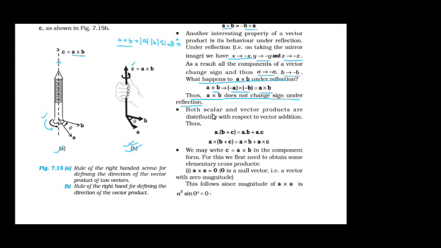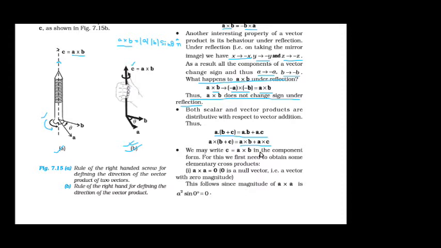Next thing is both scalar and vector product are distributive with respect to vector addition. So A dot (B plus C) is A dot B plus A dot C. A cross (B plus C) is equal to A cross B plus A cross C. So vector product does not follow the commutative law, but it follows the distributive law.